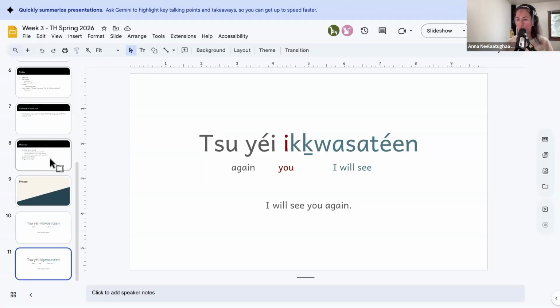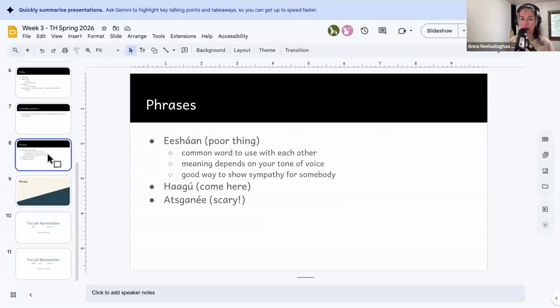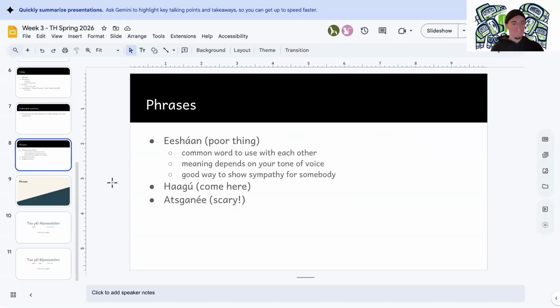Let's see. Lavina mentioned a couple of words that she's heard before, and we talked about ishan. Another one she mentioned is hagu. This one means come here when you're talking to one person. So if you're telling one person come here, you can say hagu. Let's practice that one. Hagu. Hagu. Good.